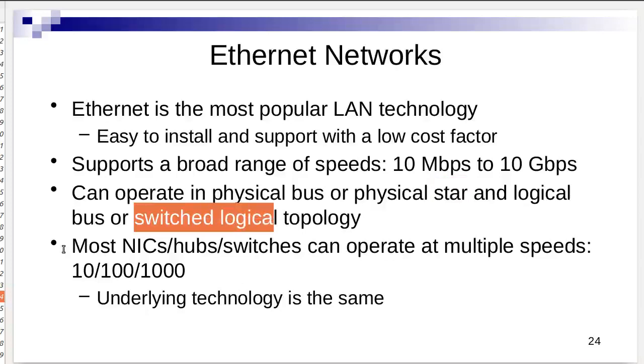You've probably seen that most network interface cards, hubs and switches can operate at multiple speeds, but usually they go down to the lowest speed on a particular connection. These days what you will see is 10 megabit per second, 100 megabit per second, and 1000 megabit or 1 gigabit per second. The basic technology behind the NICs, the electronic circuitry and all that, is pretty much the same. Some of them work faster, some of them are slower.